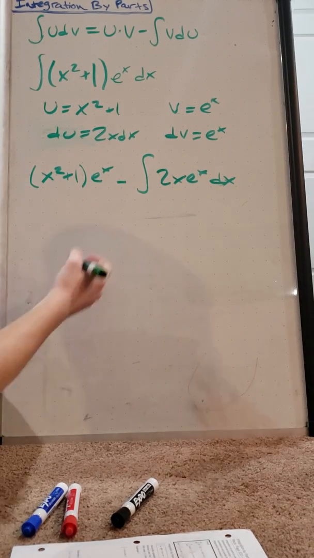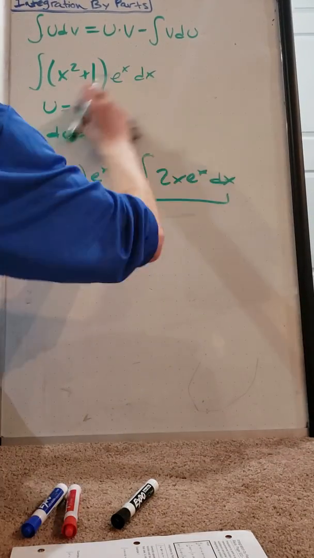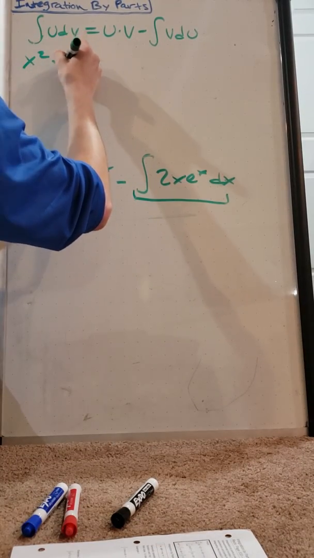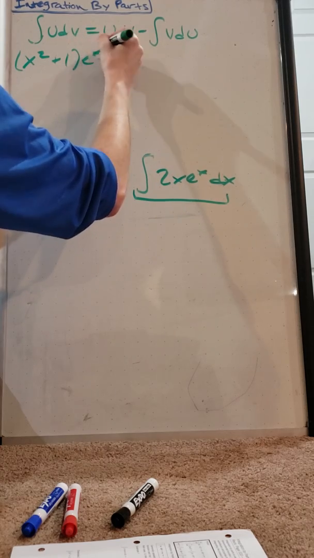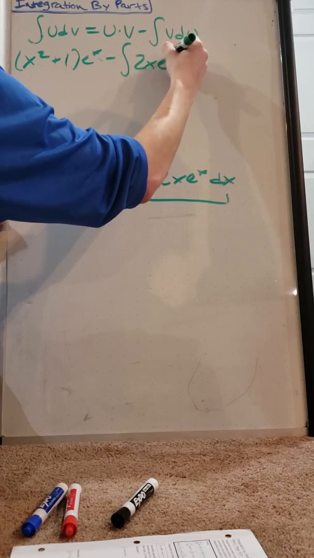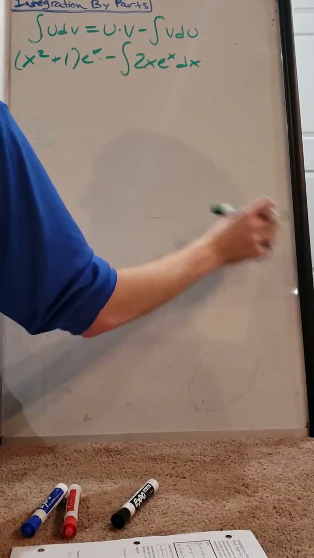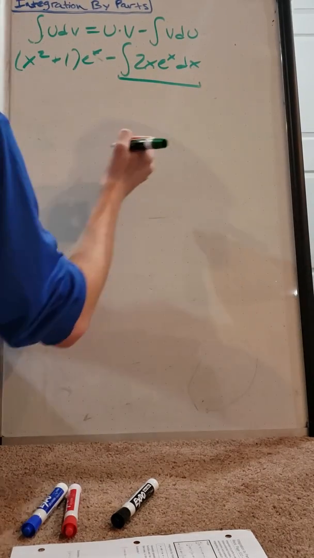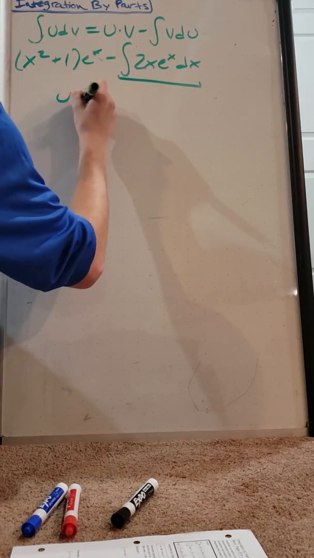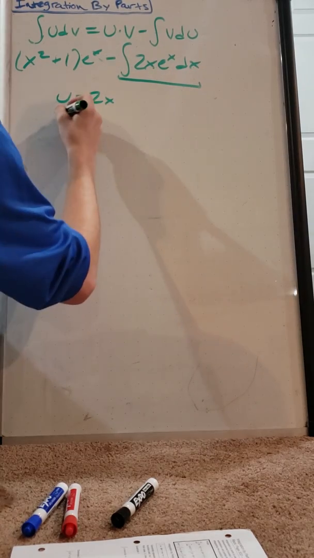I'm going to rewrite this up here so I have space. We have x squared plus 1 times e to the x minus the integral of 2x e to the x dx. If we're just looking at this part, we have to use integration by parts again to solve it. So u would be equal to 2x, because polynomial, exponential, P comes before E.